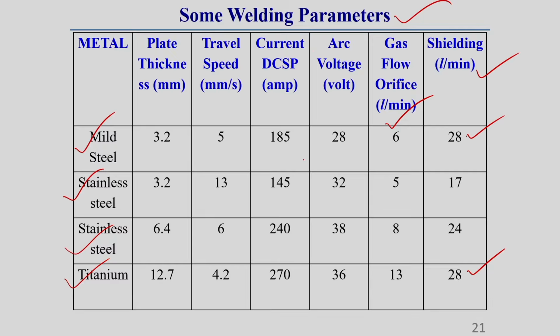Another thing you can see here: if the current is more for stainless steel, this is 145 and these two are stainless steel, and thickness. So, for current range here is 145, here is 240, and the gas flow rate is increased. So, the higher the current, the higher the gas flow rate. These are the experimental data. So, you can utilize this concept in the actual field. So, this is all about the plasma arc welding process. Thank you.